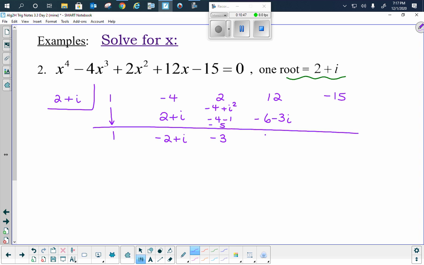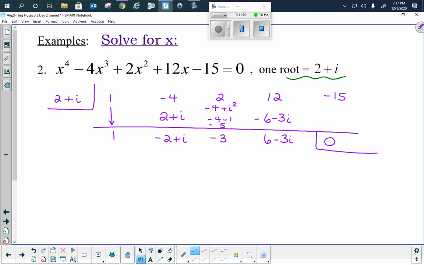12 minus 6, because those are the like terms, is going to be 6 minus 3i. Again, ask yourself, what are you expecting this remainder to be? That's the key. If it's not 0, you know you did something wrong. You might as well go back and fix it.